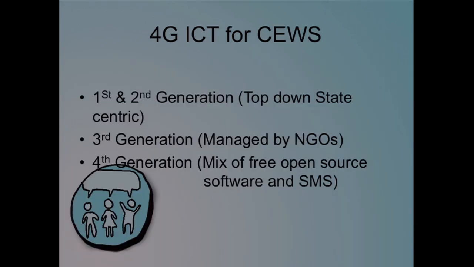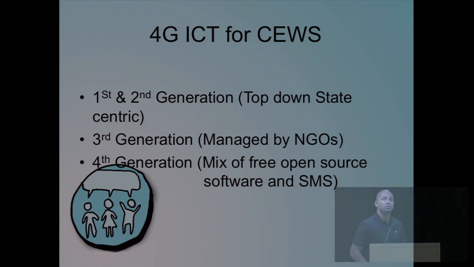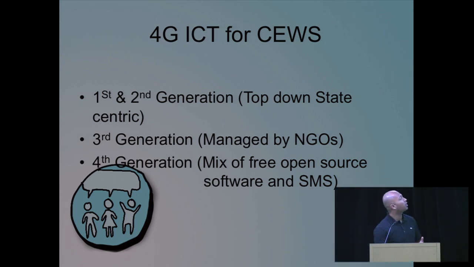So here is how conflict early warning has changed. First generation conflict early warning systems used to be a top-down, state-centric kind of system where you have people like intelligence reporting on things that are happening. A lot of conflict zones nowadays have the first and second generation early warning systems. Perhaps some of them have the third generation, which is managed by NGOs. This is like Ushahidi, which is more crowdsourcing.